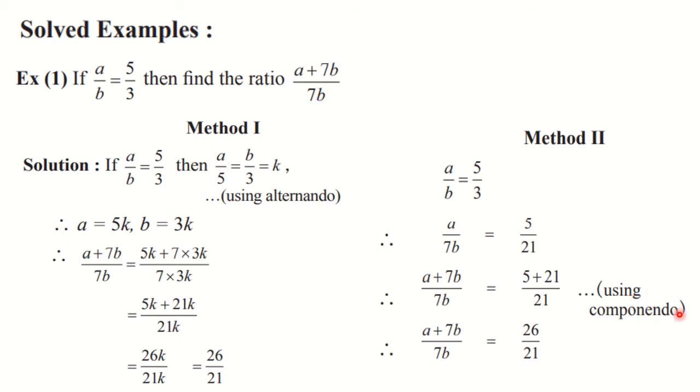Don't forget to write down the reason, using componendo. Okay, it carries marks, that by what property you have written this, which operation you have used. So don't forget to give the reason. Now it's very easy. 5 plus 21 is equal to 26 upon 21. See, you can see the answer is the same in both the methods. But as I have said, if you are not taking k here and directly if you are substituting, you are wrong. This method is applicable everywhere. You can solve any type of question by using this method. Okay.